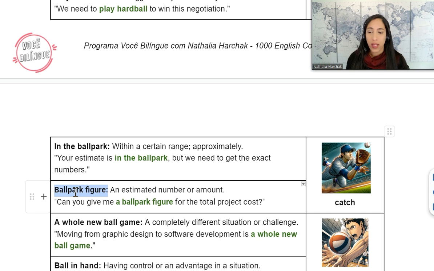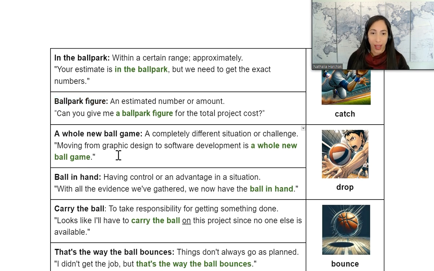A whole new ball game. This is a good expression. A completely different situation or challenge. Moving from graphic design to software development. This is so different. This is a whole new ball game. For example, I am an English teacher. Imagine if I became a graphic designer. Like, wow, you went from being an English teacher to being a graphic designer? Wow, that's a whole new ball game. Yes, I had to start everything again. No, this is not going to happen, guys. I'm going to be here teaching English for many years, I hope.